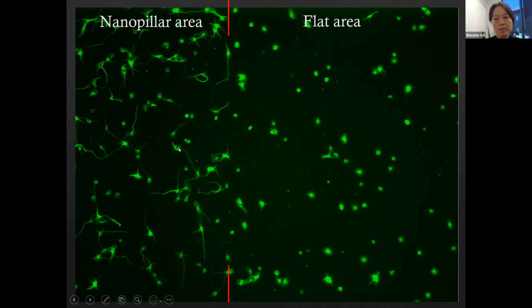Tau protein is quite specific to neurons. And 20 hours after we plate the hippocampal neurons, you can see that the cells on the left side on the nanopillar area already grow out very long axons and dendrites. They finish axon dendrite differentiation. And the cells on the right side, on the other hand, are mostly round, with some very short and immature neurites.